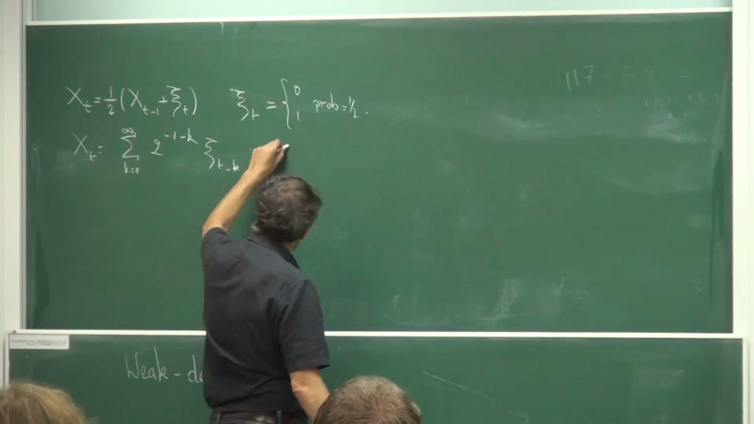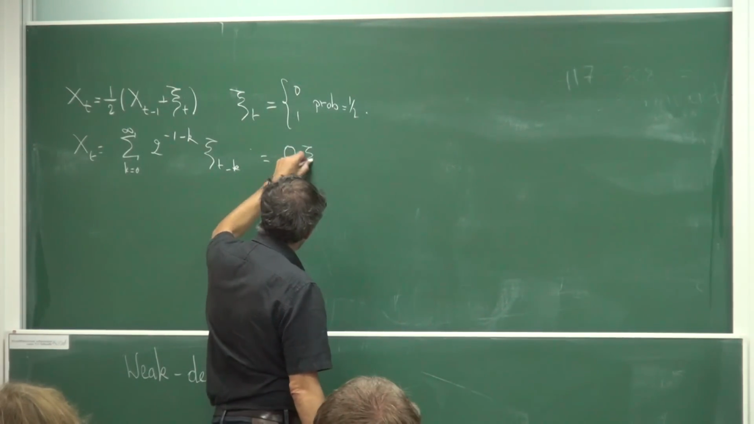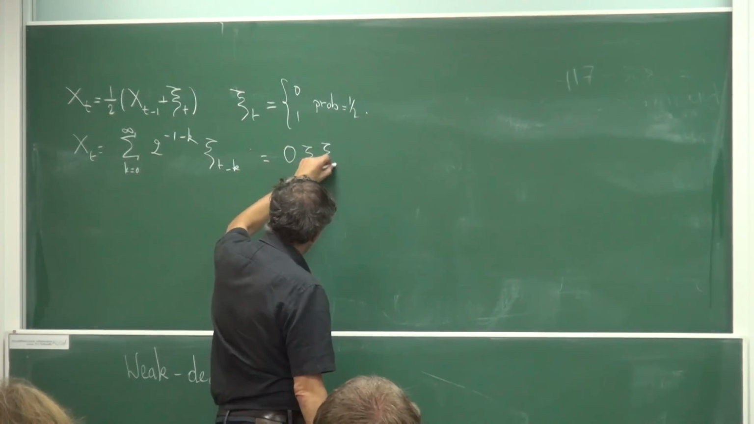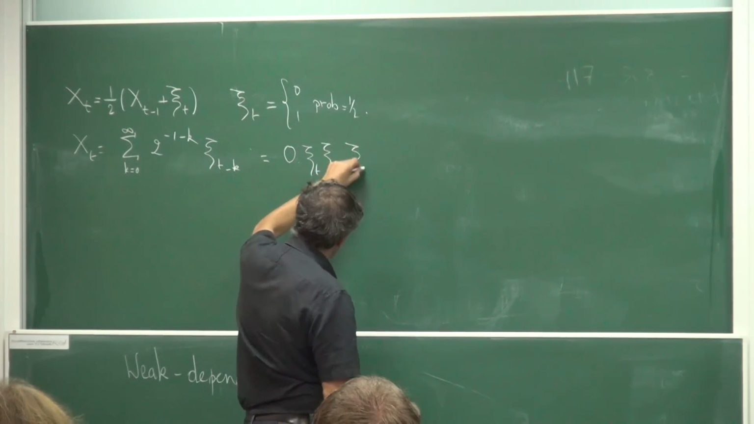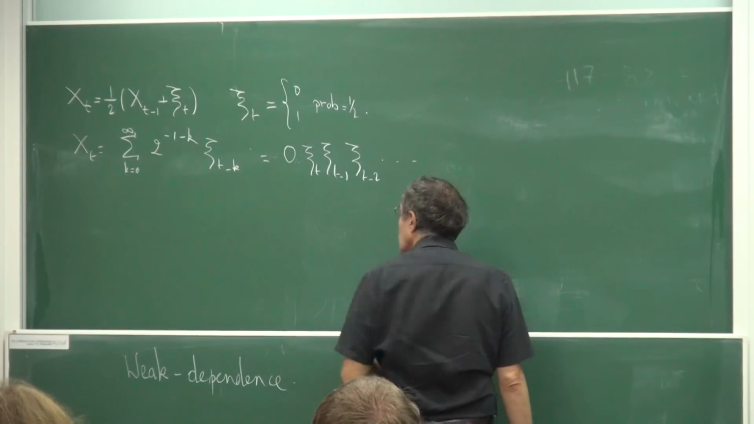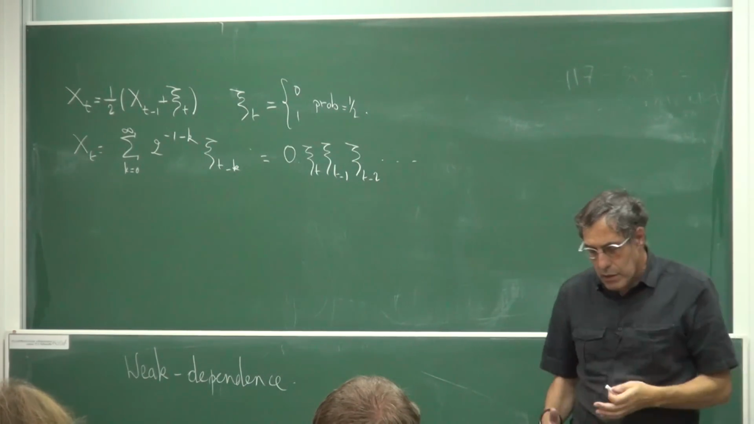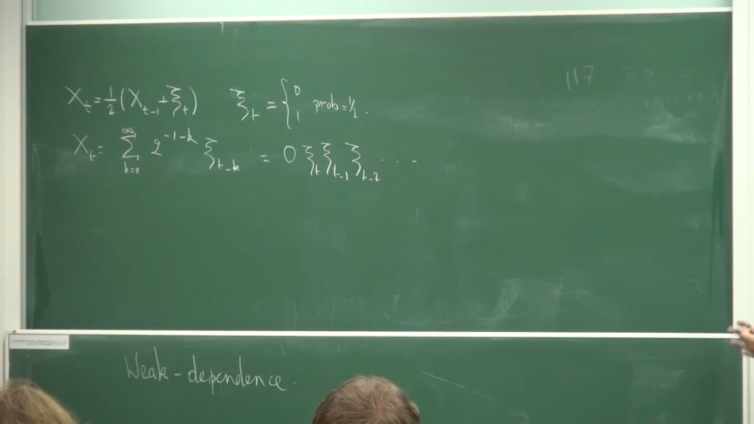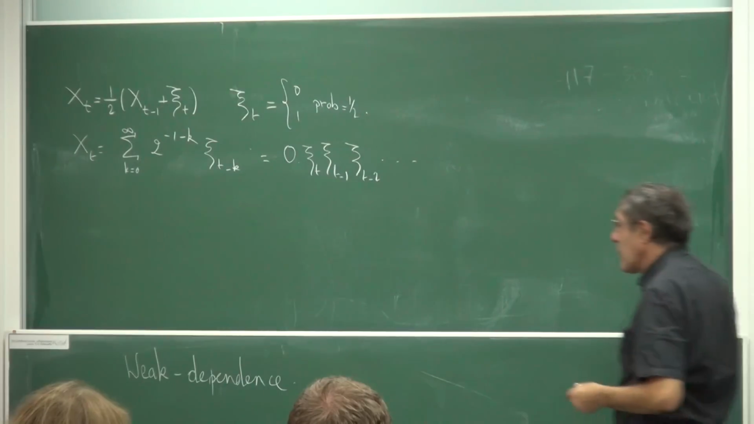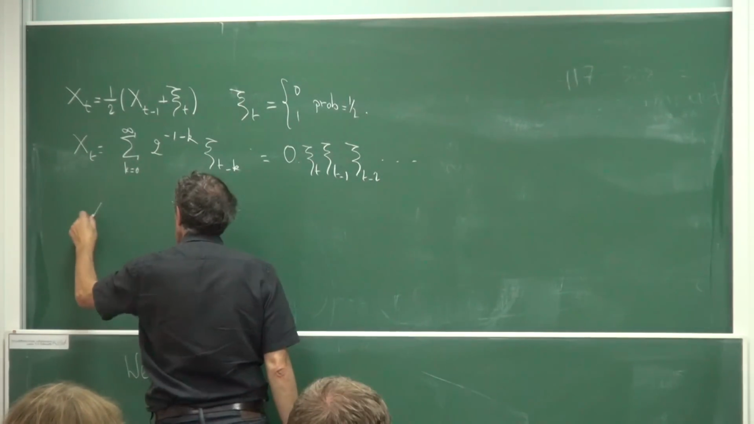This means that in base 2, this may also be written 0.c_t c_{t-1} c_{t-2}, and so on. Okay? And the thing is that there is something between the sigma algebras generated by X_t and X_{t-1}, which is clear, is that X_t is just a function.